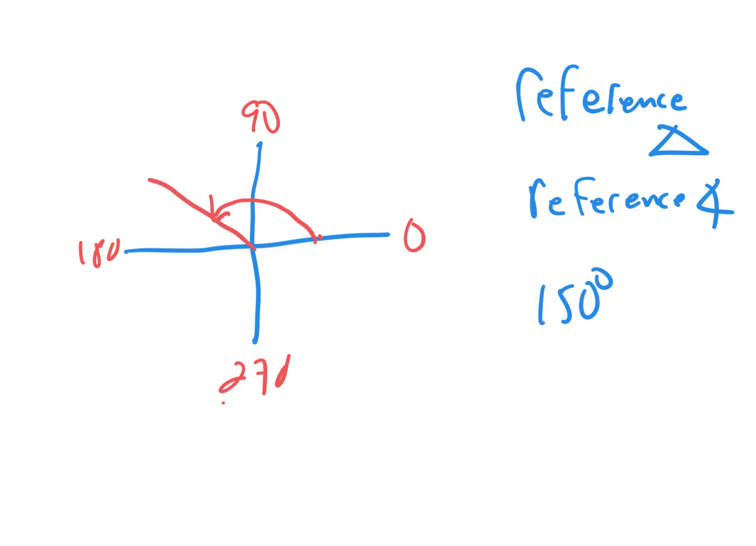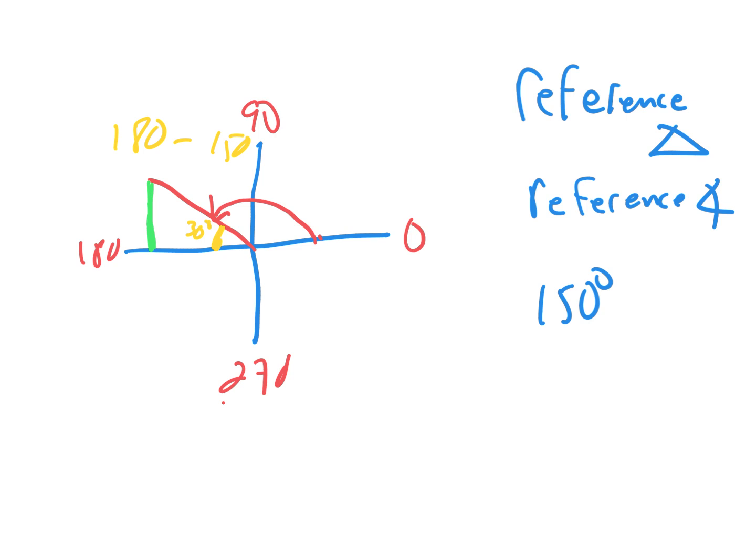Now, when you draw the reference triangle, you always go back to the x-axis. Somebody on a quiz is going to do this, and that's not what you do. It's always back to the x-axis, okay? So that's the reference angle right there. The way we get that is we take 180 and subtract the 150 degrees. So that reference angle is a 30-degree angle.